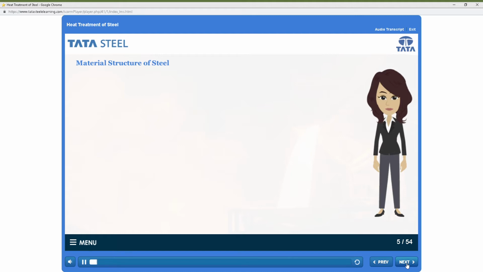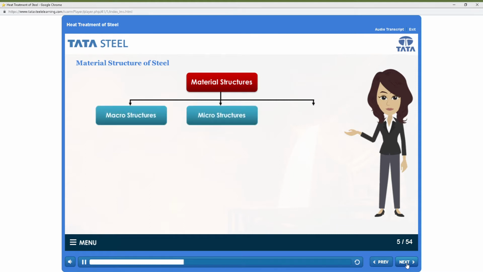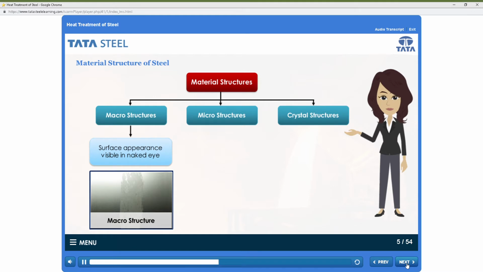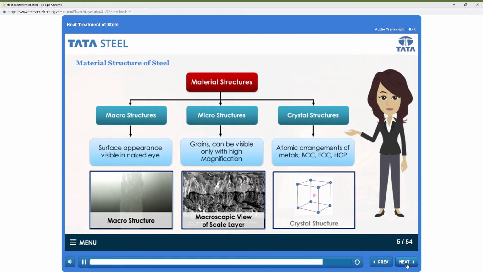We shall begin the course by understanding what the material structures of steel comprise of. Material structures can be broadly classified into three types, namely macrostructures, microstructures, and crystal structures. Macrostructure is the gross structure of a material as visible to the unaided eye or at very low levels of magnification. Microstructure is the structure of a material as revealed by microscopy. Main structural information which are to be taken into consideration are microstructure and crystal structure. Click Next to proceed to the next screen.